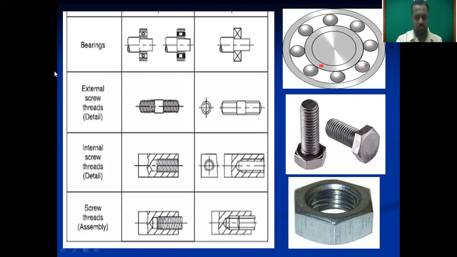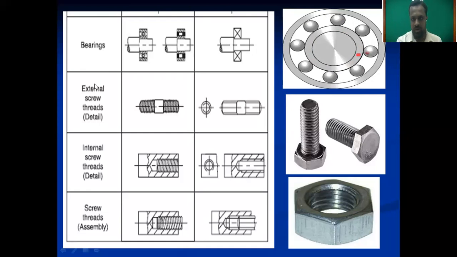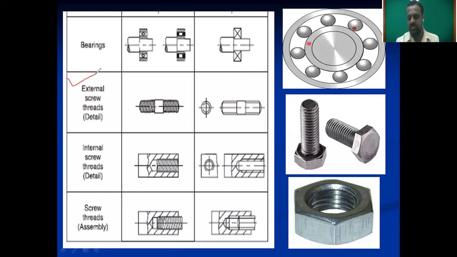Okay, the next point will be the thread. What is meant by the thread? Thread is nothing but the helical groove we are providing on the surface of the machine component. Generally we provide the thread on the nut and bolt for their tight fitting purpose.